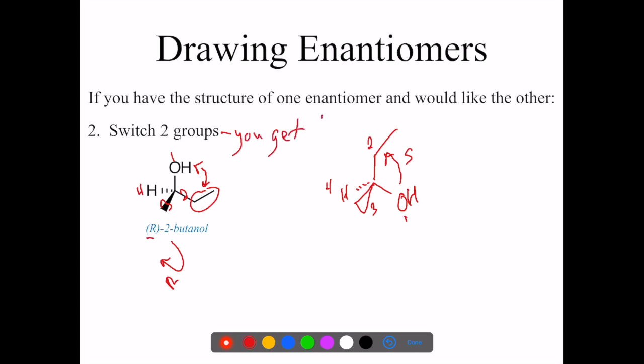you get the enantiomer. What if after switching two groups, I switch another two groups? Well, each time you switch two groups, you change enantiomers. So I just switched two groups and I changed it from R to S configuration. If I pick any two groups and switch them again, I will go back to R.